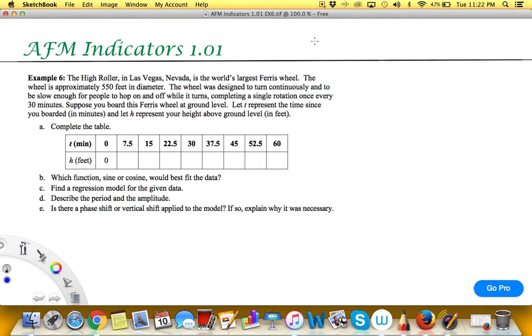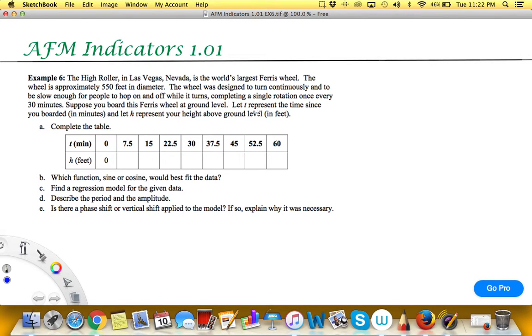Example 6. The High Roller in Las Vegas, Nevada is the world's largest Ferris wheel. The wheel is approximately 550 feet in diameter. The wheel was designed to turn continuously and to be slow enough for people to hop on and off while it turns, completing a single rotation once every 30 minutes. Suppose you board this Ferris wheel at ground level. Let T represent the time since you boarded in minutes, and let H represent your height above the ground in feet. So the first thing we must do is fill in this table.